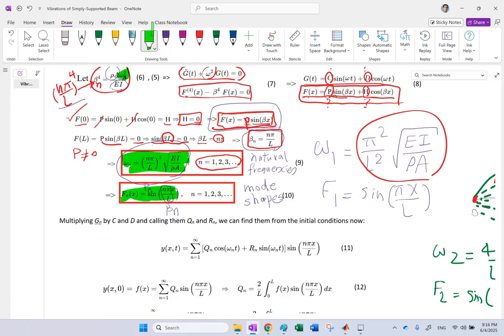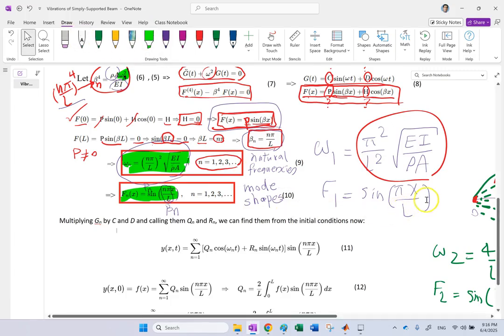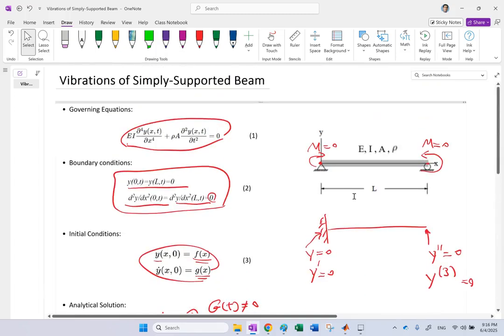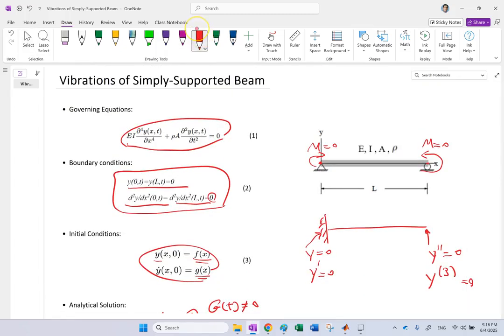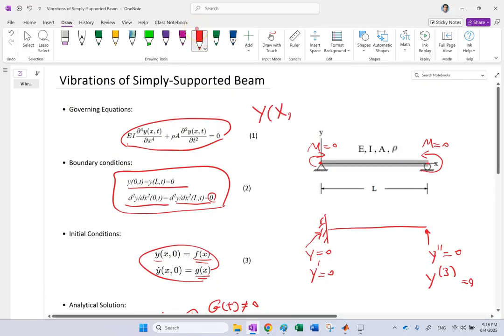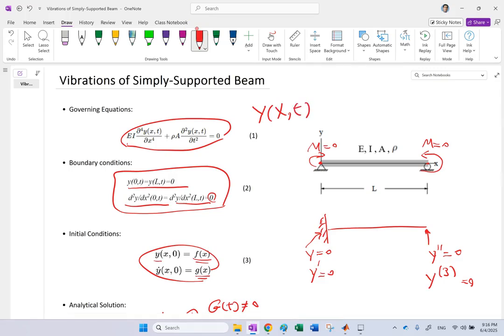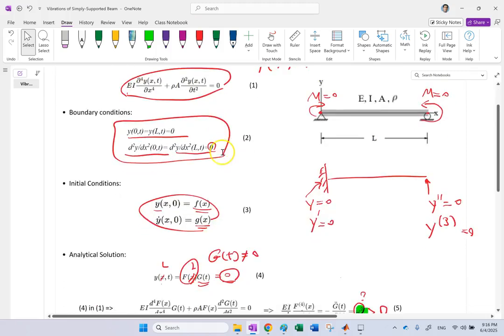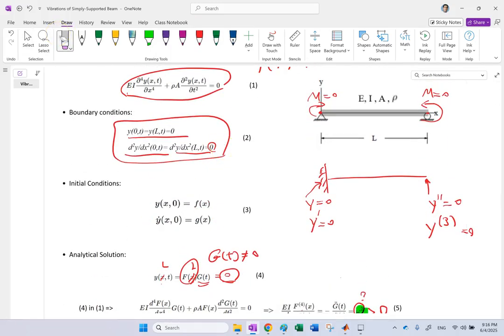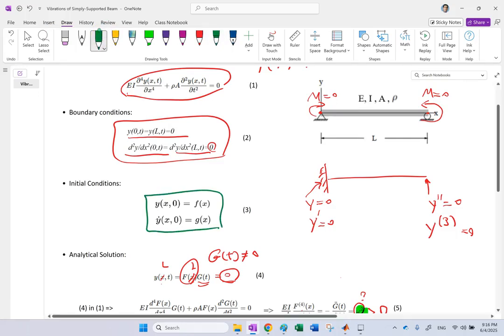Good. Now the question is, which one of these mode shapes and which one of these frequencies would you see in the final solution? Remember, your final solution is y of x of t. So which one of those mode shapes, which one of those frequencies would you see in it? The answer is it depends on the initial condition. It depends on how you activate the beam at the first time point.